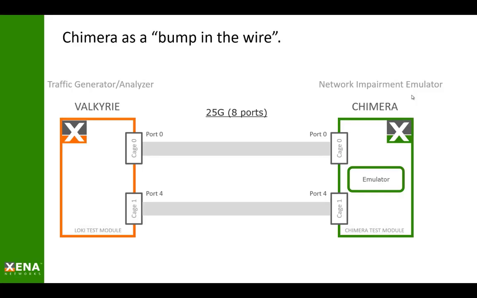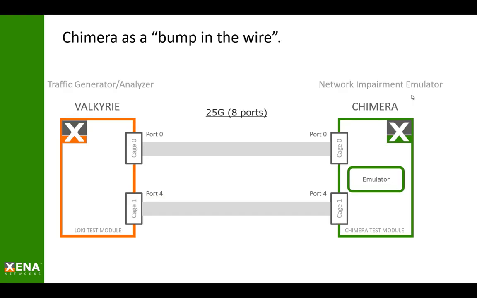Chimera supports 5 speeds, going from 10G to 100G. For this demonstration, Chimera is configured for 25G and connected to a local traffic generator, as shown in this slide. In 25G configuration, both devices have 8 ports. You will see that internally in Chimera the ports are subdivided into port pairs, between which Chimera is acting as a bump in the wire.